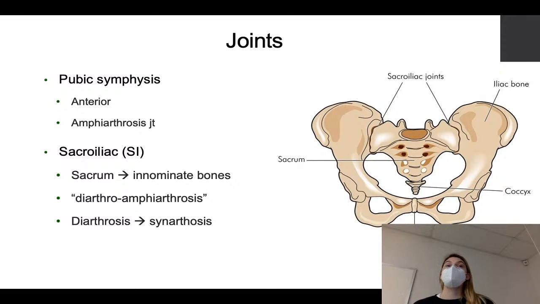hence why some people have such issues with their SI joints, or their leg length discrepancies, or people with scoliosis. Their SI joints will rotate and kind of get out of place, and that's why they have to get adjusted. So I fall more along the line of the SI joint can move and does have movement, versus people who refuse to believe the SI joint has any movement.